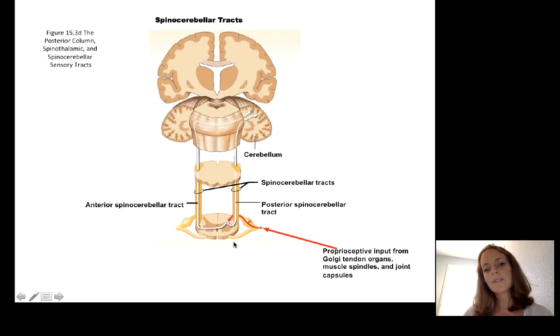Then we have spinocerebellar tracts, which are going to be giving proprioceptive information, or information on where the body is in space, information on stretch of muscles, position of the joints. That's going to come in through the dorsal horn as well, and it's going to go up the spinocerebellar tract to the cerebellum, where the cerebellum will be coordinating balance and posture movements.